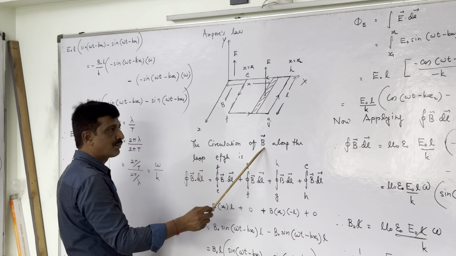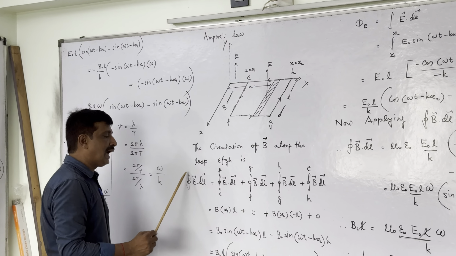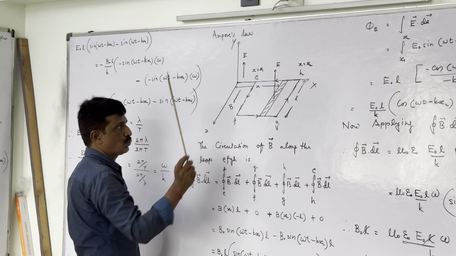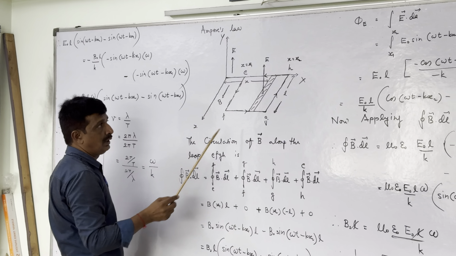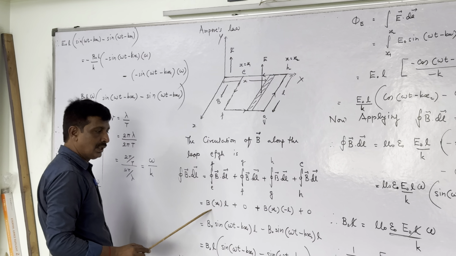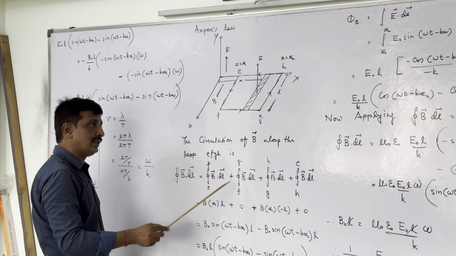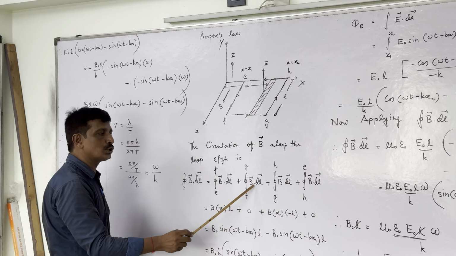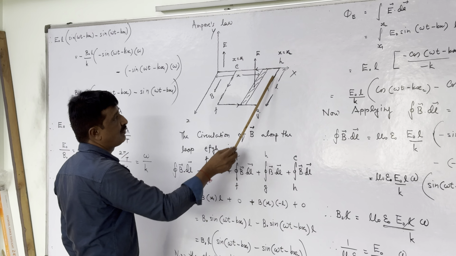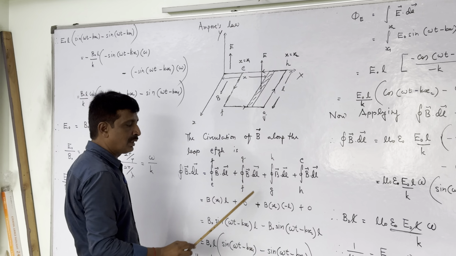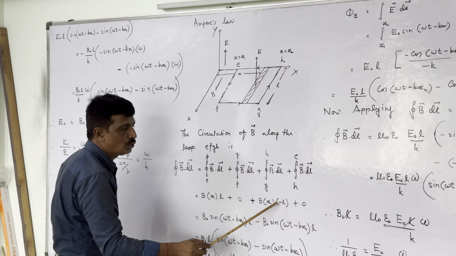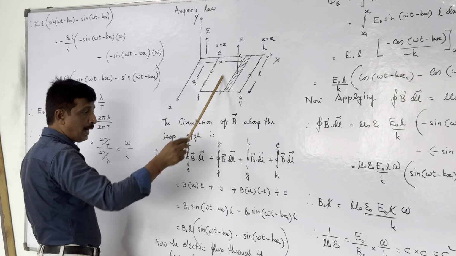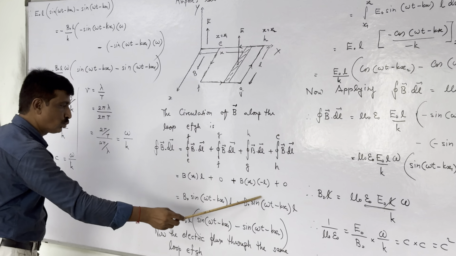The circulation of magnetic field B along the loop EFGH is the line integral of B dot dl, from E to F, F to G, G to H, H to E. For E to F, magnetic field and length are both in the same direction. So B at x1 into L into cos 0, which is 1. Here the magnetic field is in this direction and the length is perpendicular, so cos pi by 2 is 0. Here the angle between them is 180, so B at x2 into L into cos 180, so a minus sign is there. Here also the angle between them is pi by 2, so it is 0. So we will consider these two terms.